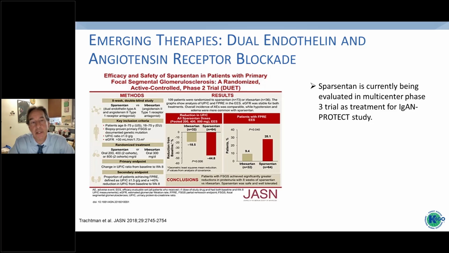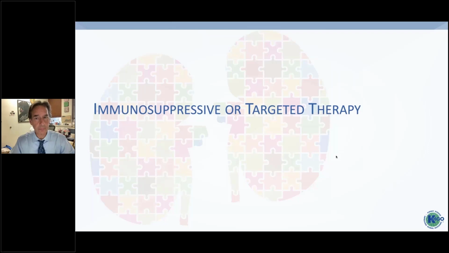Similar preliminary data was shown in IgA nephropathy as well. And as you know, there's currently a phase 3 trial going on with sparsentan in the PROTECT trial, and complete data should be available sometime next year. But the preliminary data demonstrating a substantial reduction in proteinuria, at least in the United States, is undergoing evaluation by the FDA for early approval.